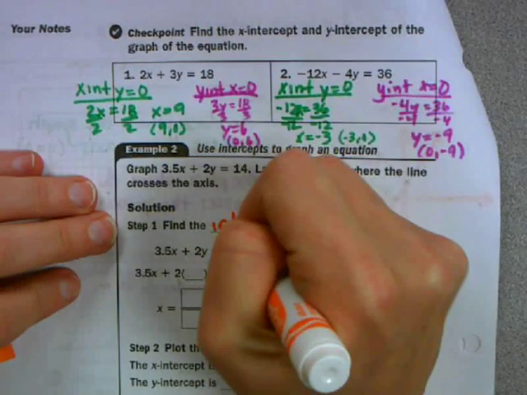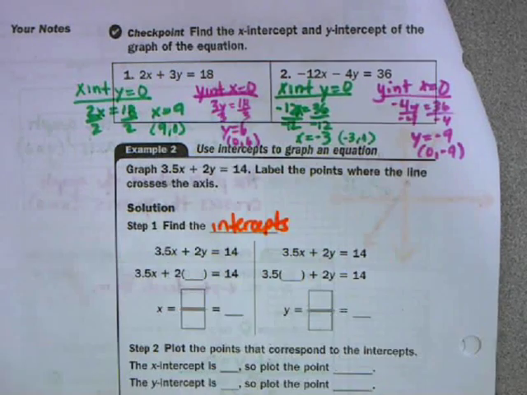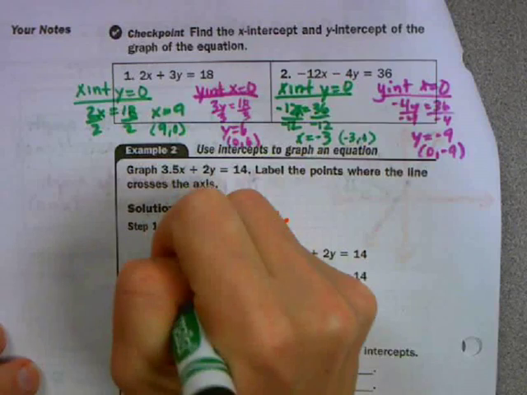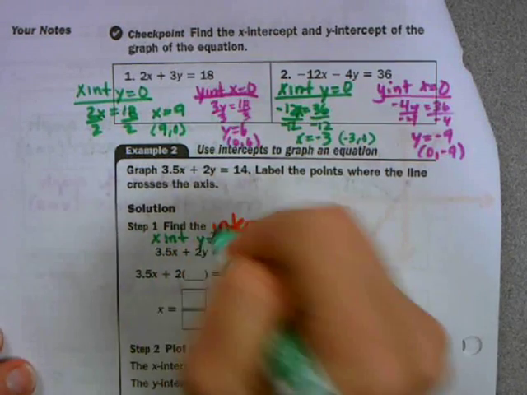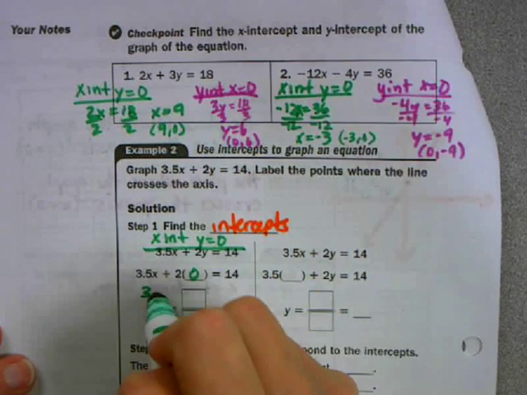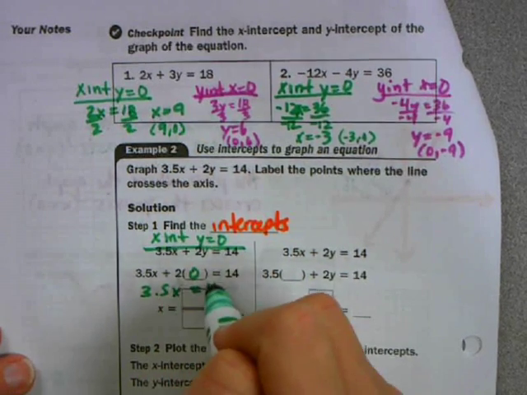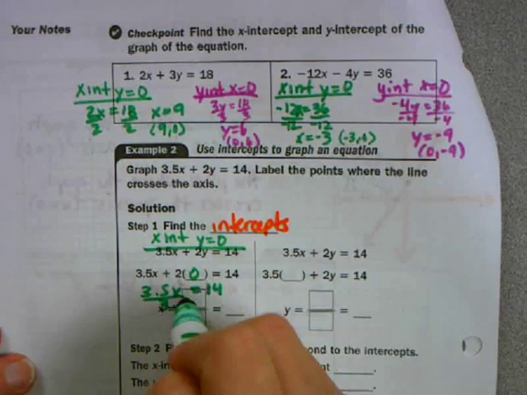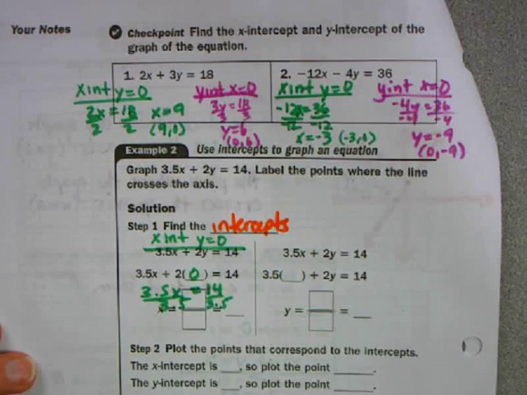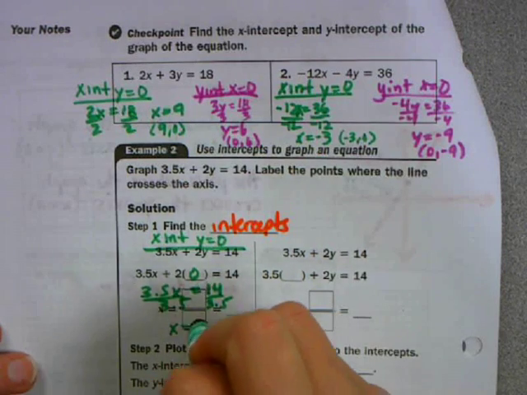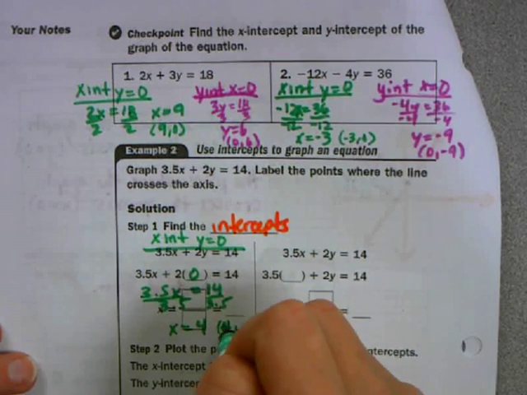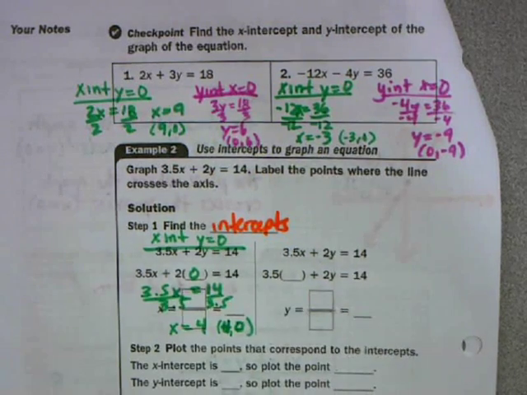Step 1, find the intercepts. I'm going to start with the x-intercept, and if I'm looking for the x-intercept, I know y equals 0, so I plug 0 in for y, and I'm left with 3.5x equals 14. So you have to divide both sides by 3.5. They didn't really give us room for work there, did they? And x equals 4 when you do that, so that's the point (4, 0).